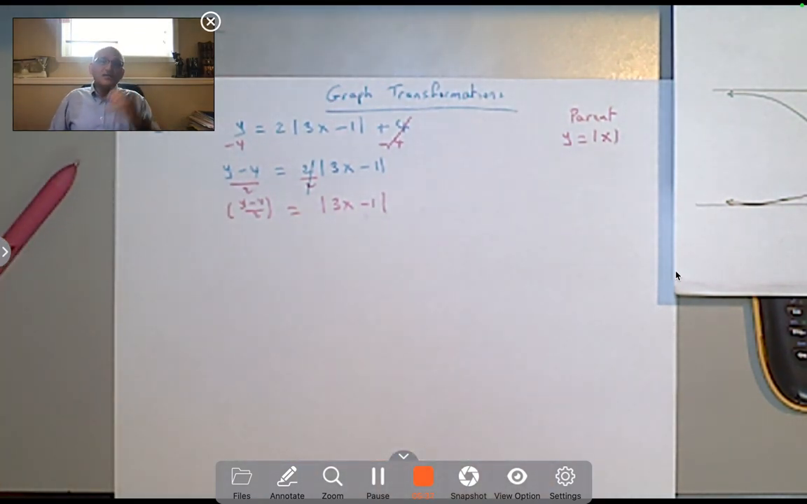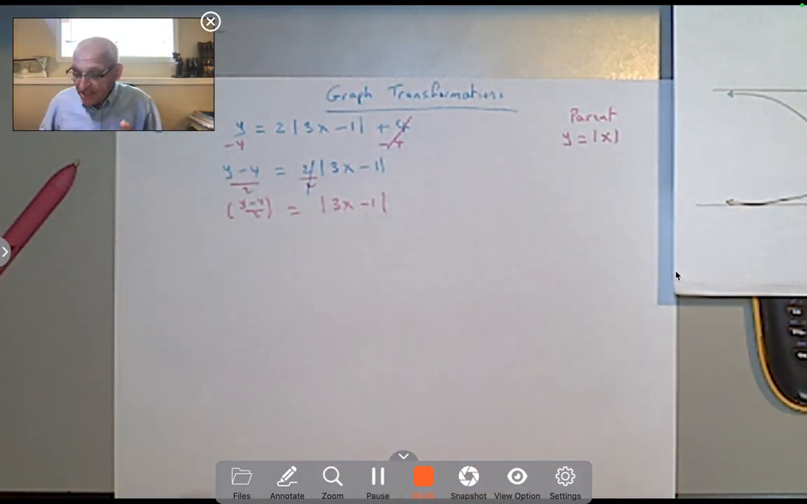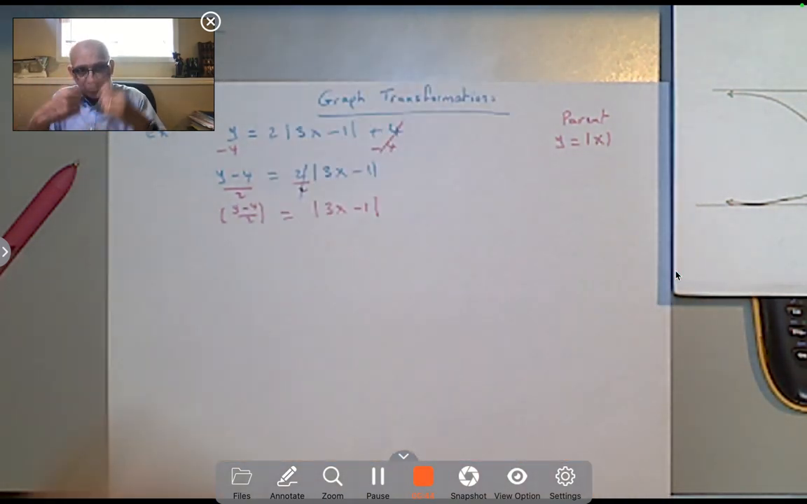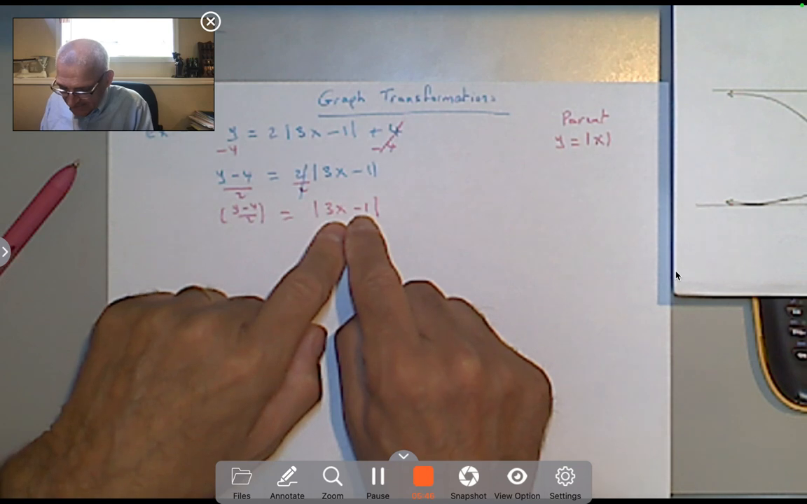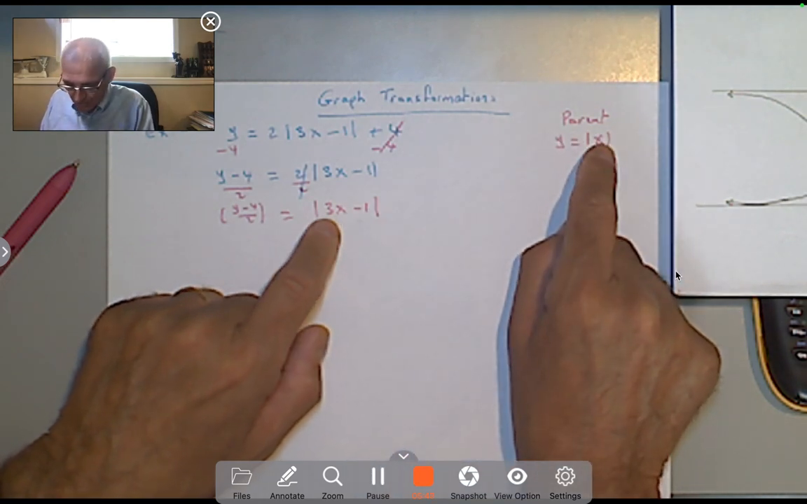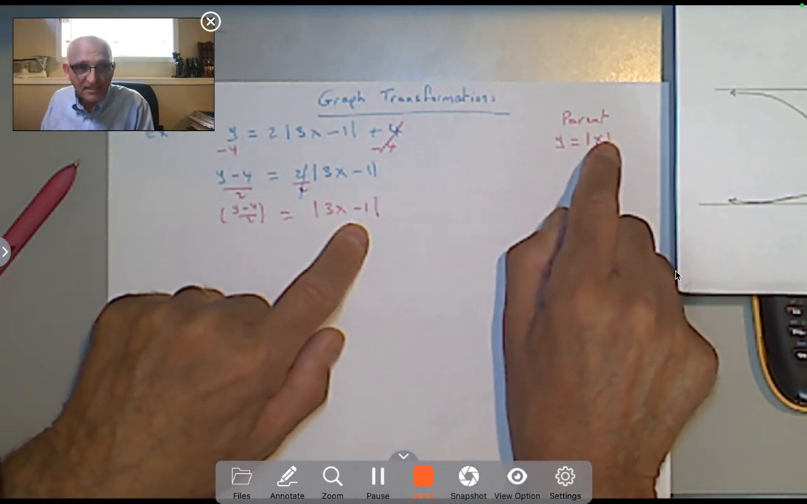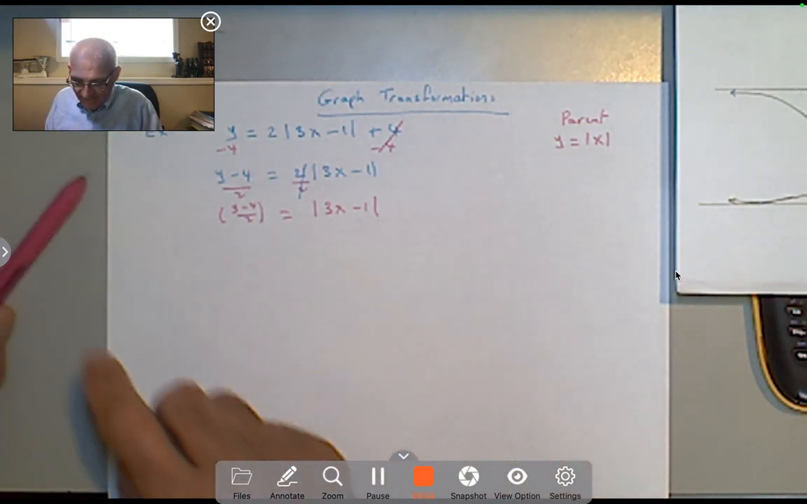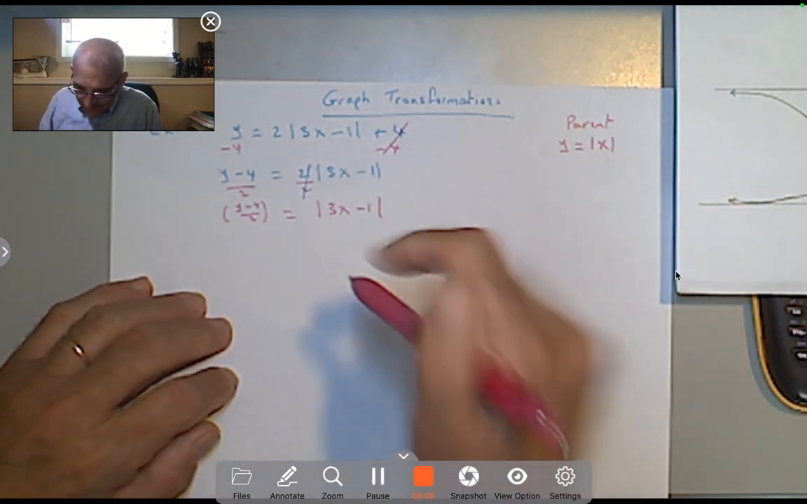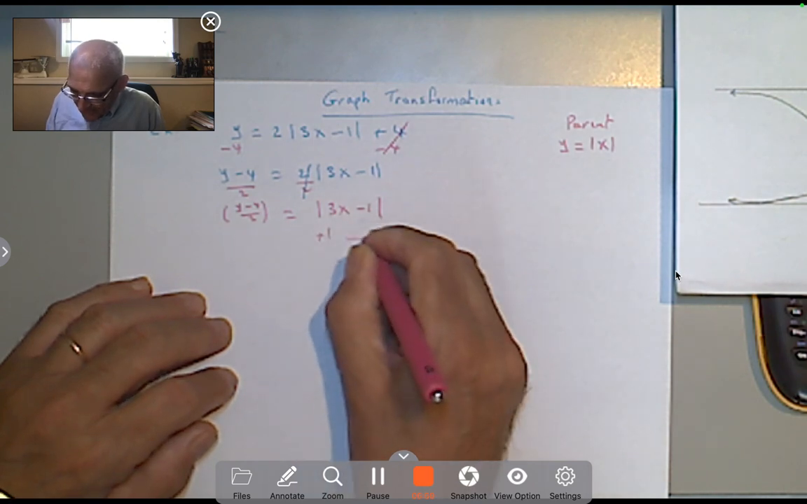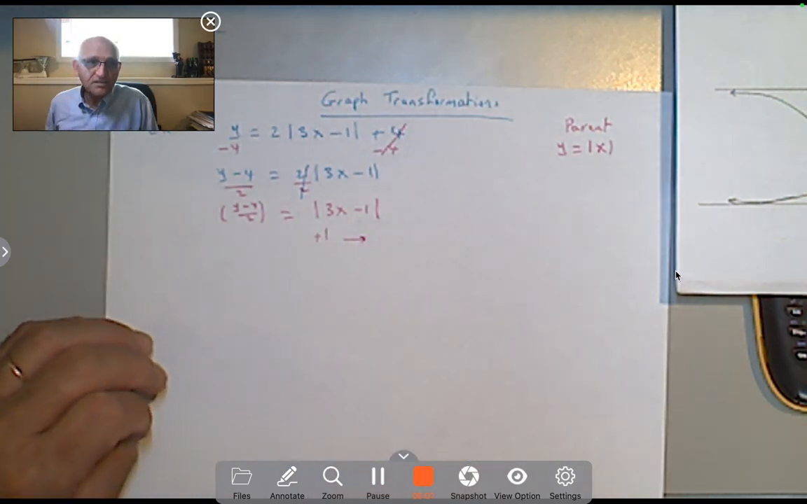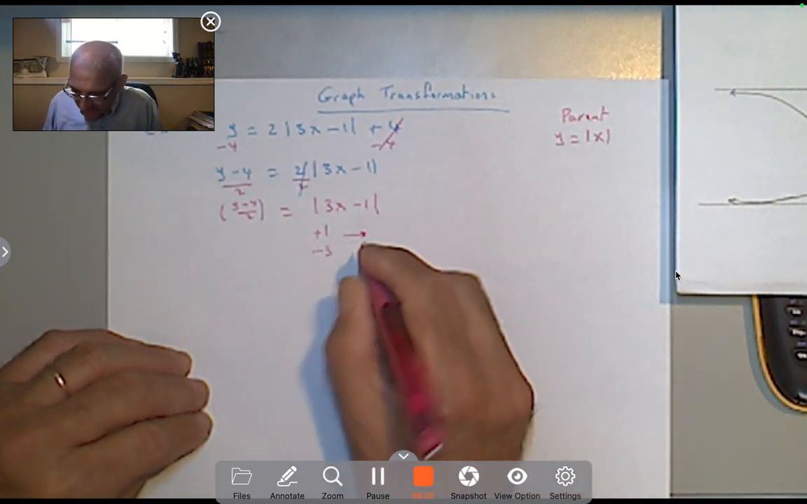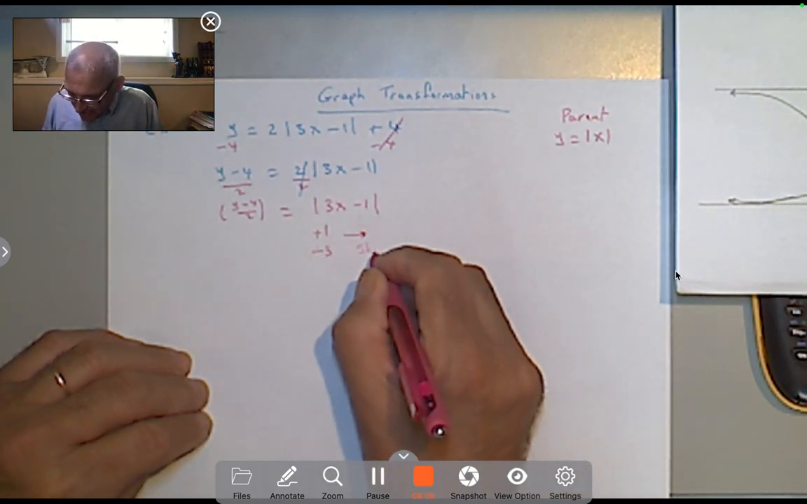So what are the transformations that we apply to the parent function? You do it backwards. You say, okay, how do I get the x back, or the 3x minus 1 back to x? The first algebraic operation is that you add 1, right? Adding 1 to the x, meaning moving x to the right 1 unit. So I will get 3x, divide by 3, dividing by 3, meaning shrink x.